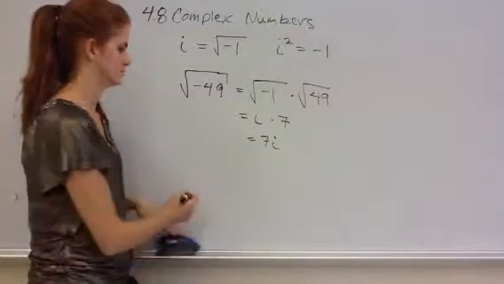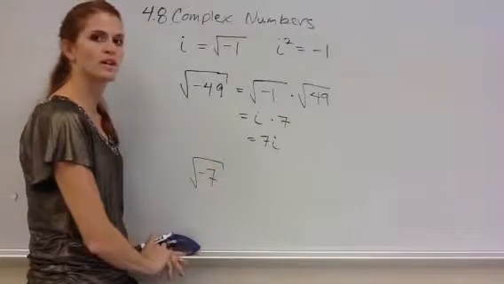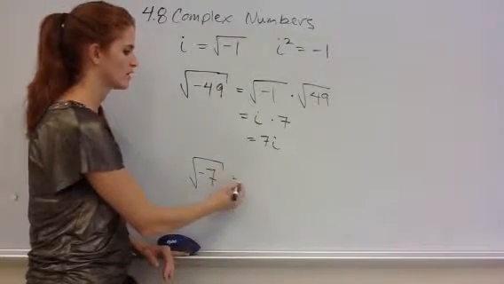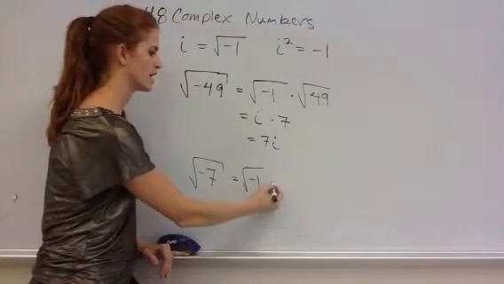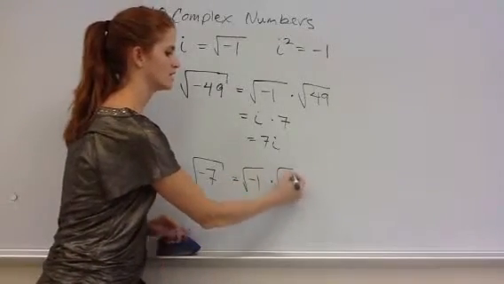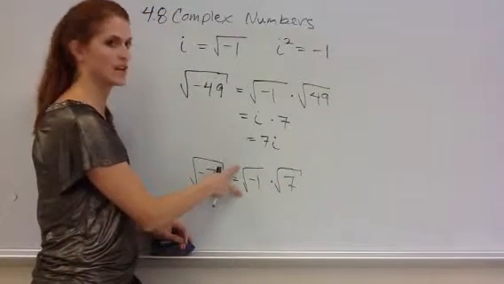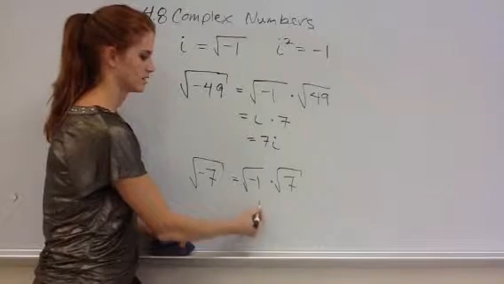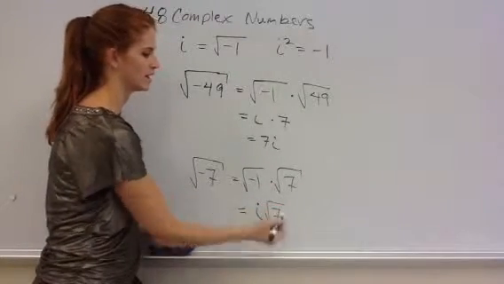Let's try another one. Let's try the square root of a -7. For this one, it's going to be a -1 multiplying by a 7 under the radical. Again, hopefully you remember that the square root of a -1 is going to be i. And then this is the square root of 7. It doesn't reduce, we leave it like that.